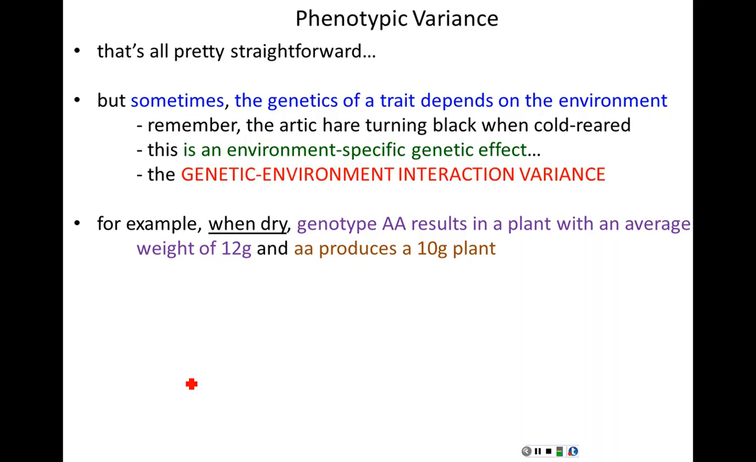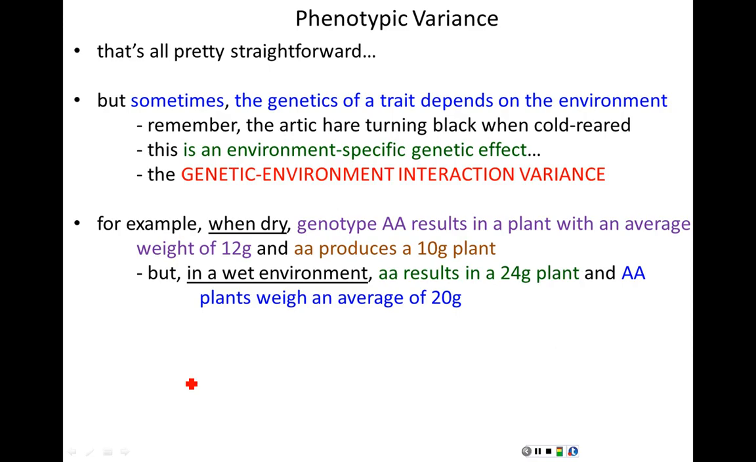Here's another example. Imagine a plant, and there is such a plant. When the plant is dry, so when it's raised in more arid conditions, if it has a homozygous dominant genotype, big A, we have a plant that has an average weight of 12 grams. And the homozygous recessive plant, in an arid condition, weighs less, about 10 grams. But when the environment of this plant is wet and there's an abundance of water, the homozygous recessive plant weighs about 24 grams. It grows much bigger because it's got more water. And the homozygous dominant plant weighs an average of 20 grams.